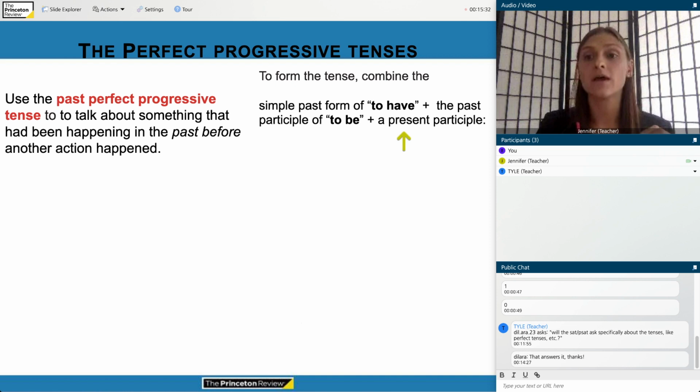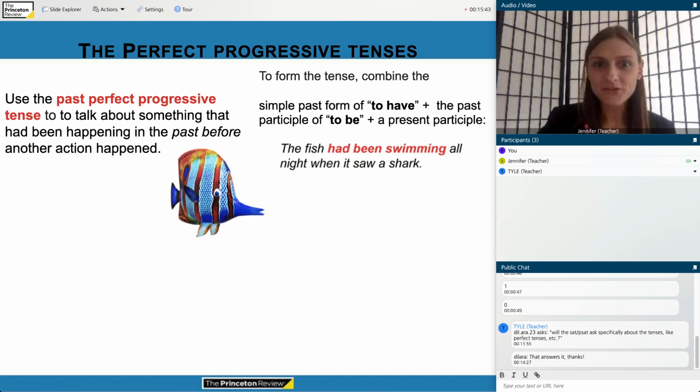participle. So this is a lot of words, and this particular tense is not so commonly used, probably partially because it's really long and tricky and a mouthful to say. So the fish had been swimming all night when it saw a shark. It had been swimming all night. So been is your past participle form of to be.